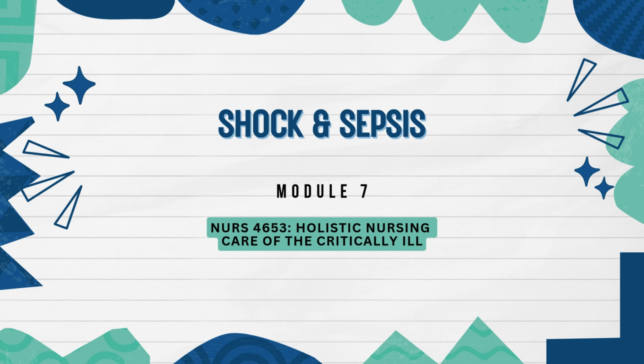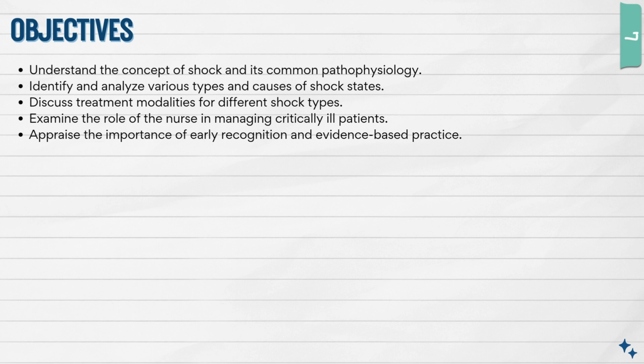Hello, everybody. We're going to talk about shock and sepsis, some of my favorite topics. So this is module 7 in the critical care course. We are first going to talk about, I will let you pause to look at the objectives. Basically, we're going to go over the different types of shock, how you notice what's happening, how you treat it, and the things you can do as a nurse to prevent it from getting worse.